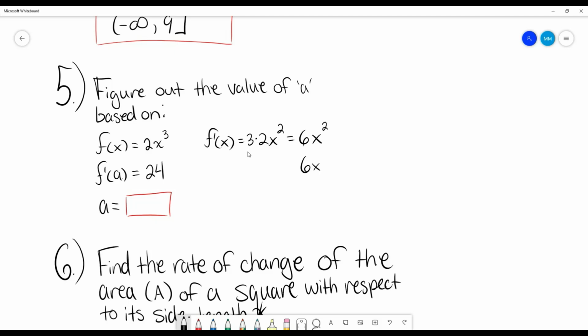So I need to know 6x squared equals 24 when x equals what? Well, if I just divide by 6, that gets me an x squared equals 4. So x equals 2, which means f prime of a is f prime of 2. So a equals 2.